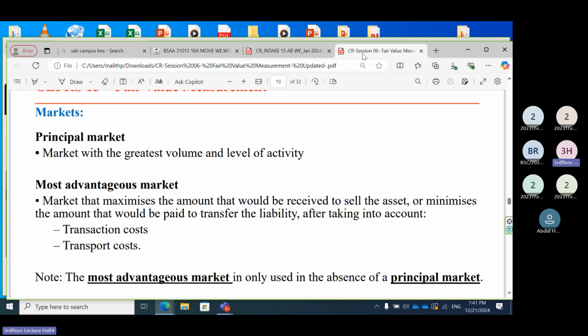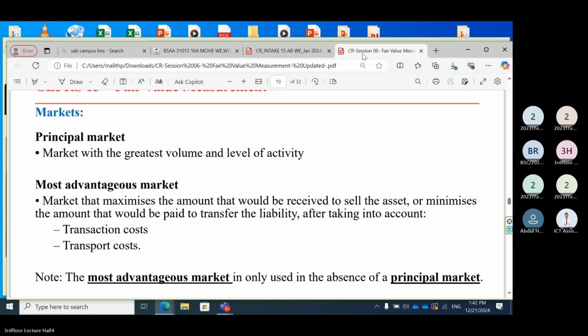So then, as an accountant, as a stakeholder, as an auditor, once you are taking your decision about fair value, if you are getting a market price, you have to go to the principal market. So what do you mean by principal market? Here we have the definition: the market with the greatest volume and level of activity.